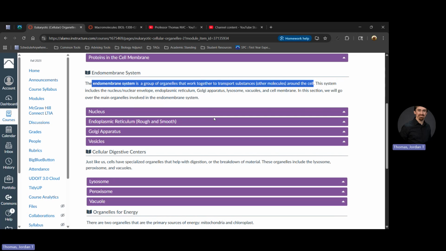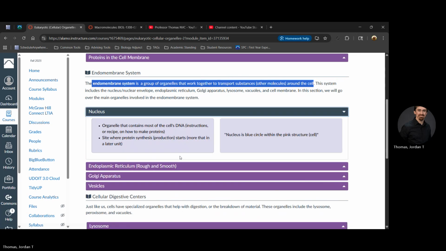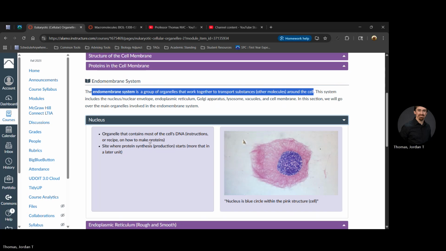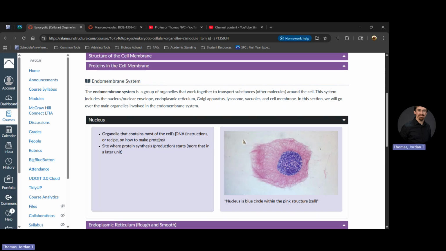This system includes 4, roughly 5 different organelles: nucleus, endoplasmic reticulum, Golgi apparatus, and vesicles. The nucleus is the organelle that contains the cell's DNA, or the instructions, recipes on how to make proteins. It's the site where protein synthesis or production starts. We'll get more on that in a later unit.